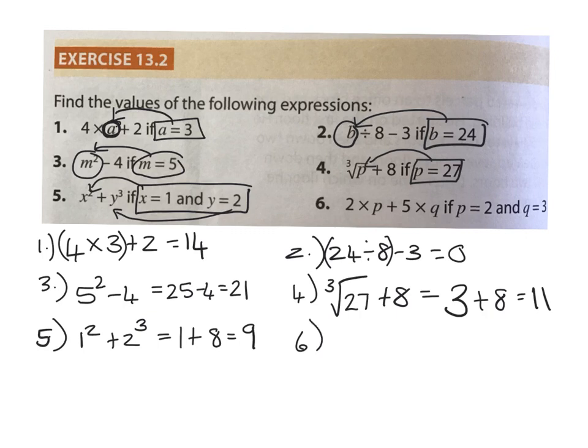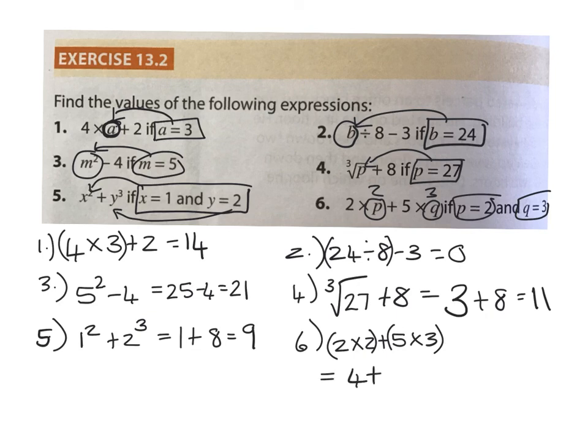Last one. P is going to turn into a 2 and Q is going to turn into a 3. So it's 2 times 2, I'm just going to write this out now, plus 5 times 3. Remember BODMAS? I'm just going to do those times first and then I'm going to add them together. So that's going to be 4 plus 15 and that's 19.